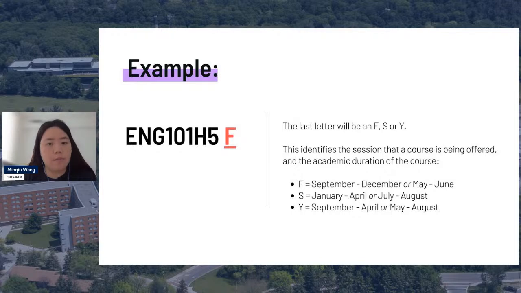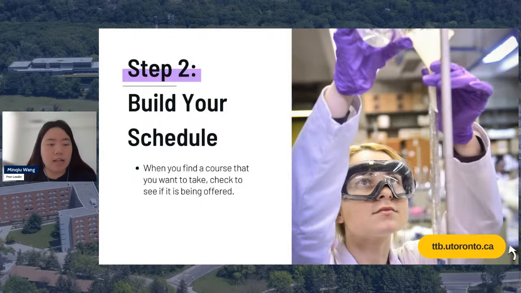The last letter will be either an F, an S, or a Y. This identifies the session that the course is being offered and the academic duration of the course. F stands for first subsession. If a course code has an F, that means this course is being offered either from September to December or May to June. S is second subsession, so it's either from January to April or July to August. And if a course code has a Y, that means the course is being offered over the entire two sessions, so it's either from September to April or May to August. And that's the end of the course code reading.